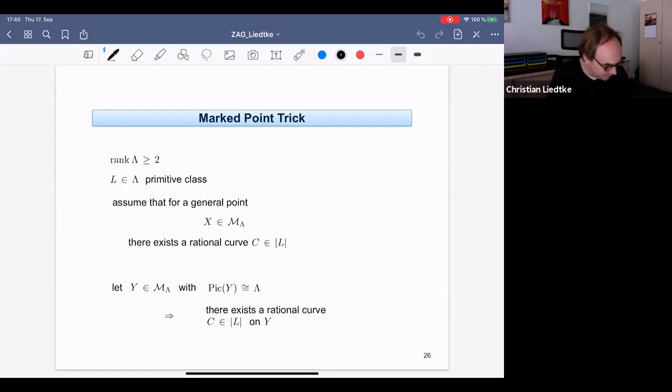And so this is basically the contents of one of the papers. And the other paper which we've written is essentially to verify that for the remaining lattices we need to establish the conjecture, that for these lattices that show up there, the assumption that for a general point there exists a rational curve is always fulfilled.